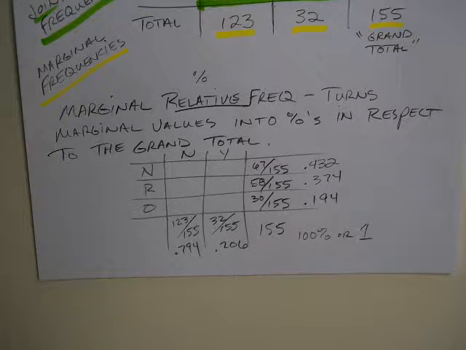So those are our marginal relative frequencies. It's taking the marginal totals and writing it as a percent relative to the grand total. Pretty hard mathematics there, right? We're in over our head already. Yeah. It's not the math that's tough in this class at all.